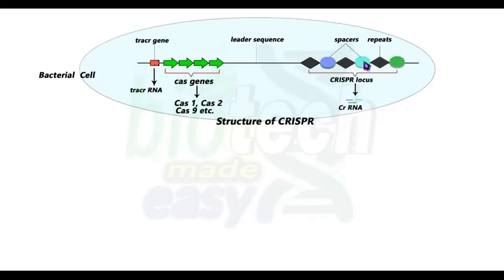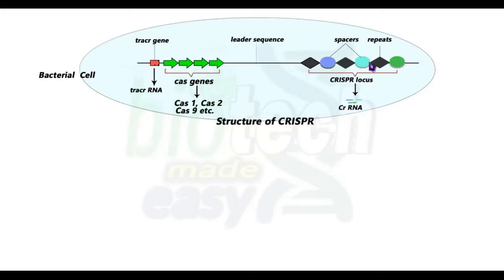Why have I shown these in different colors? Because all these spacers are different, and all these spacers have the memory of the bacteriophages which have attacked this bacterial cell in the past. Here, suppose 3 different spacers are shown, so that means at least 3 bacteriophages have attacked this bacterial cell in the past. Up to 50 such units are possible in one CRISPR locus.